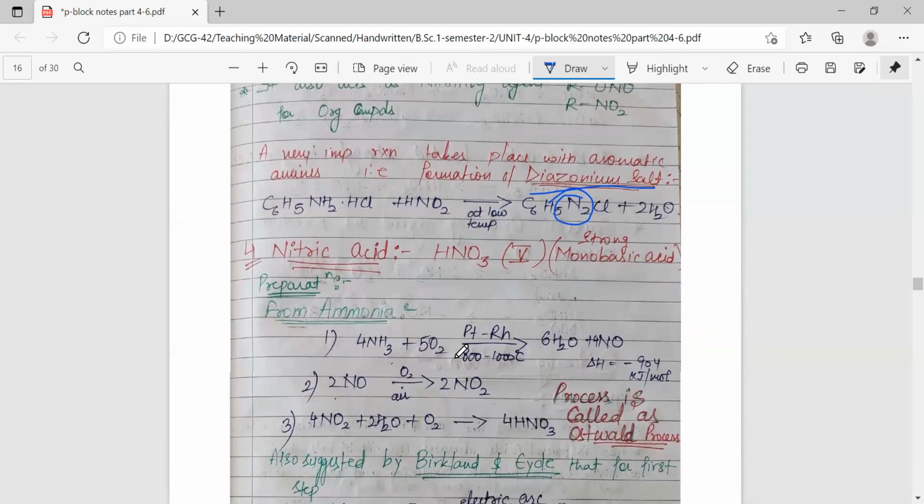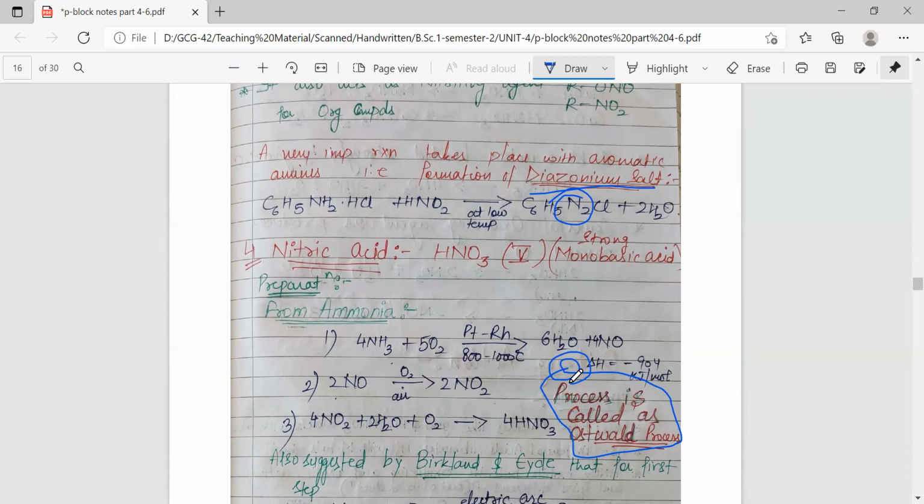So next we have nitric acid. The nitric acid formula is HNO3, and nitrogen is in the +5 oxidation state here. It can be prepared by the well-known Ostwald process, which we have already mentioned earlier while discussing the other group 15 elements, while discussing the hydrides and the oxides. The first step is the preparation of NO, that is, nitrogen monoxide.